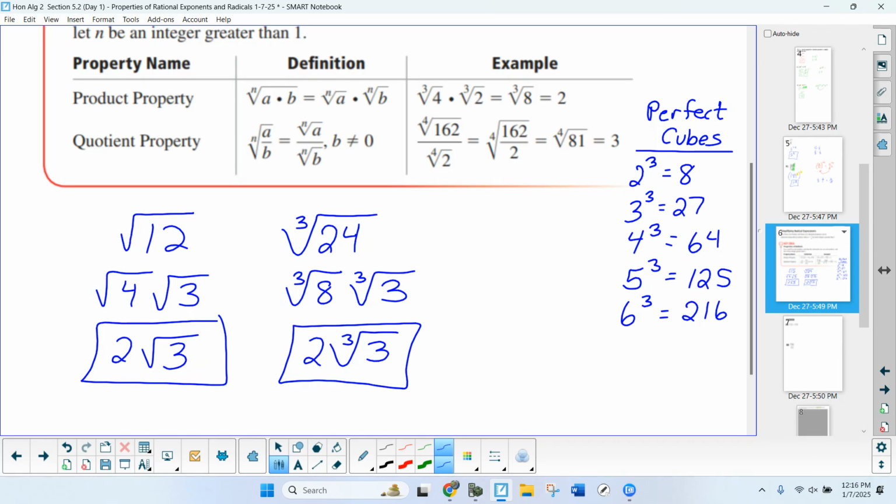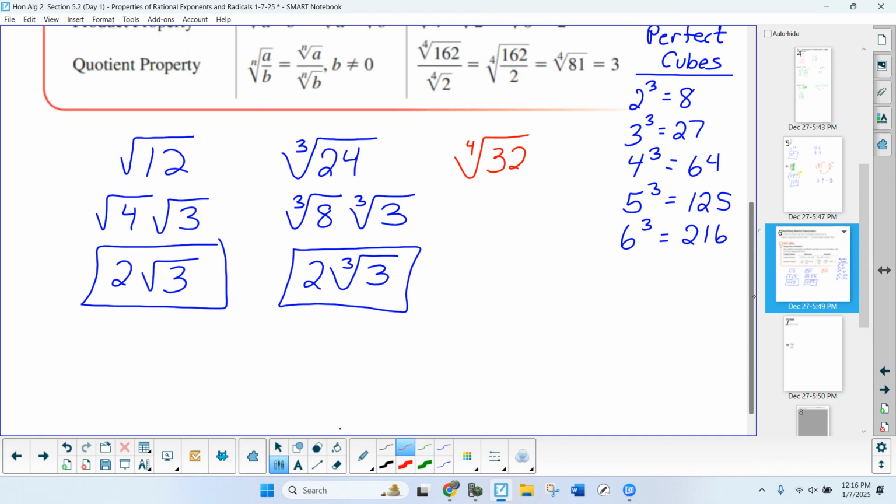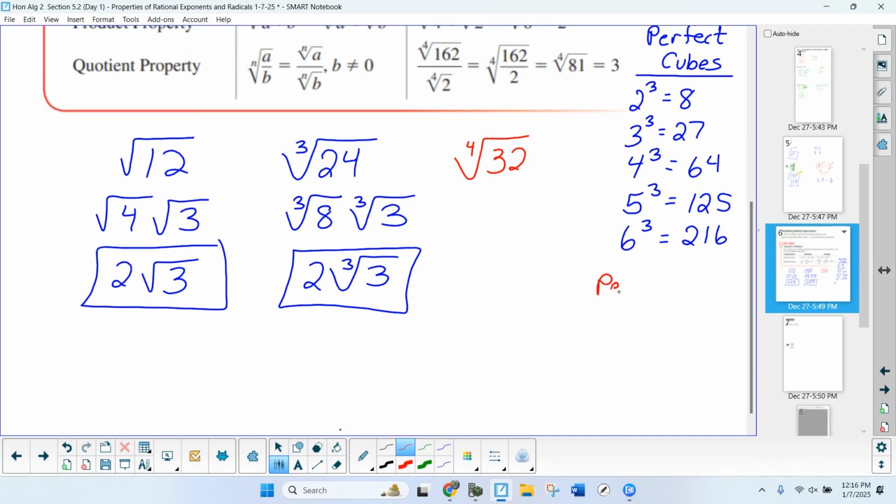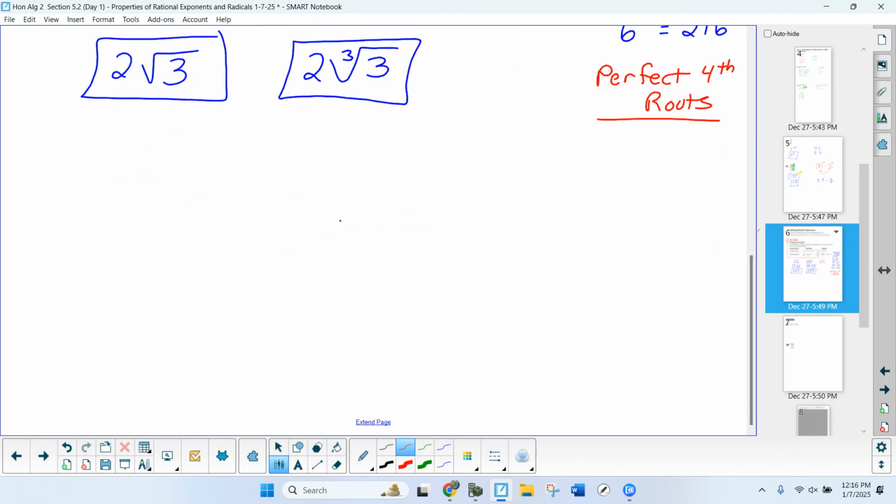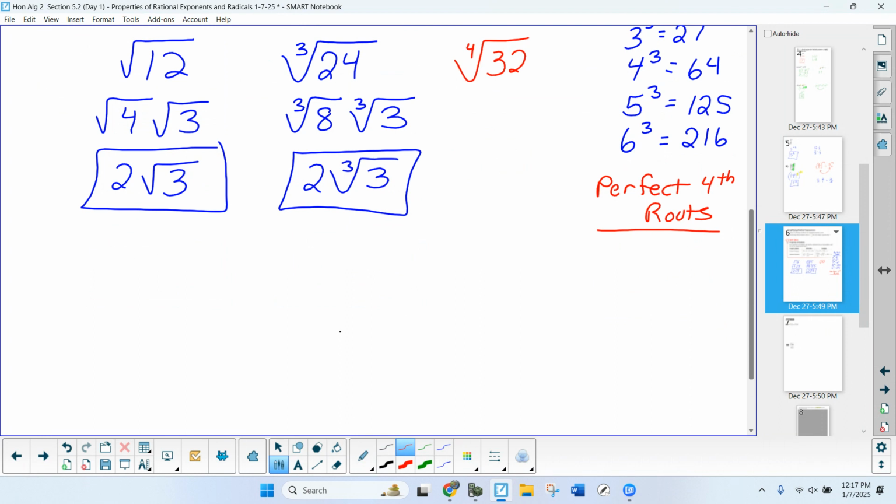We are also going to deal with fourth roots. Fourth root of 32. So we're going to look at perfect fourth roots. Again, 1 doesn't help us. What is 2 to the fourth? 2 times 2 is 4 times 2 is 8 times 2 is 16. What's 3 to the fourth?